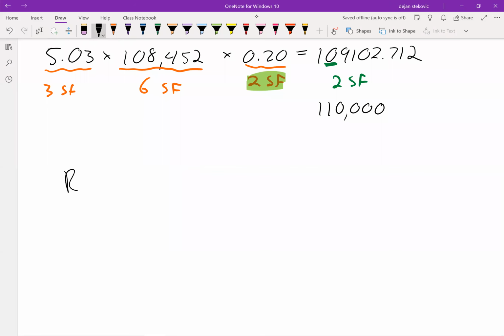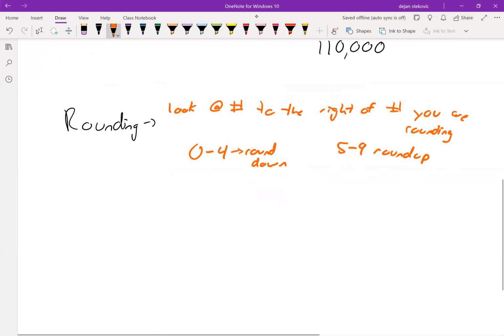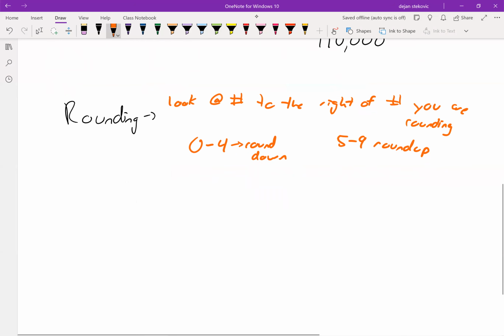In terms of rounding, if you don't know the rules for rounding, what you want to do is look at the number to the right of the number you are rounding. If that number is 0 to 4, then you round down, or the number to the left of it stays what it is. If the number is between 5 and 9, then you round up, or that number goes up 1 number. So for example, let's do some rounding.